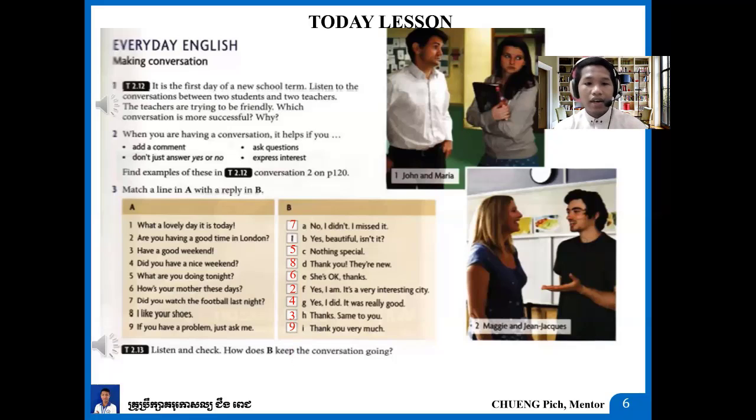So now we are going to listen to tape script 2.13 to compare whether the answers we have done here are correct or not. So let's get started.